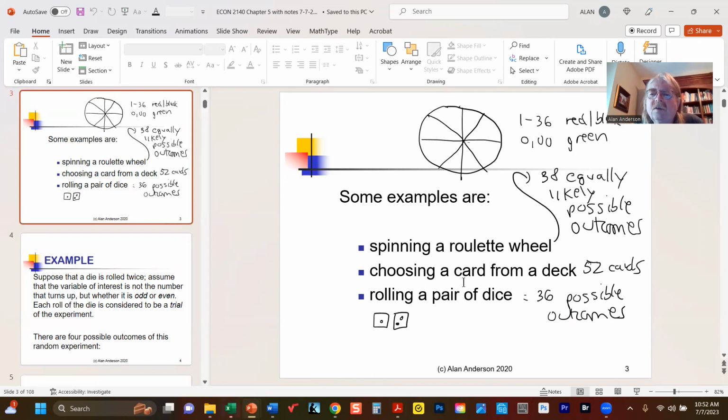So you may have seen a roulette wheel on TV. Sometimes they pop up in James Bond movies when he's in a casino. It's a very popular game, let's just say.